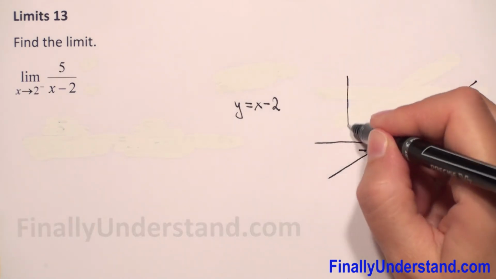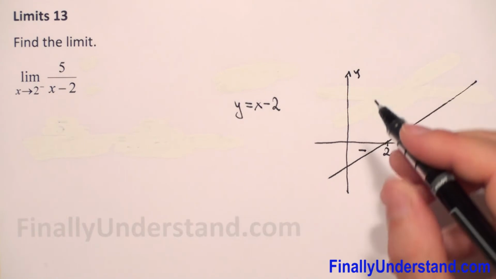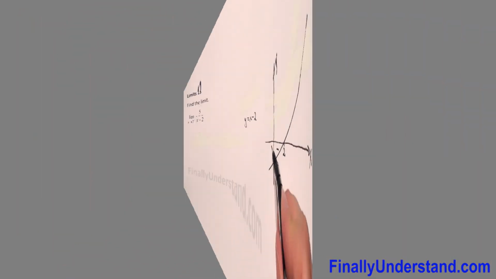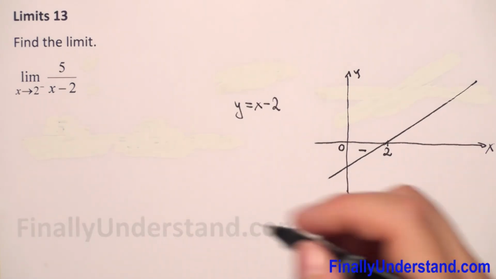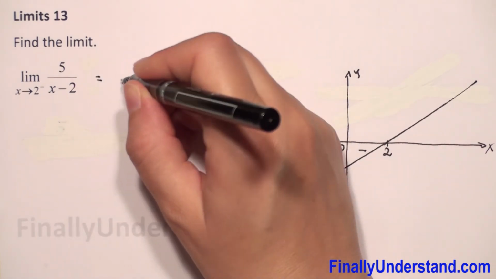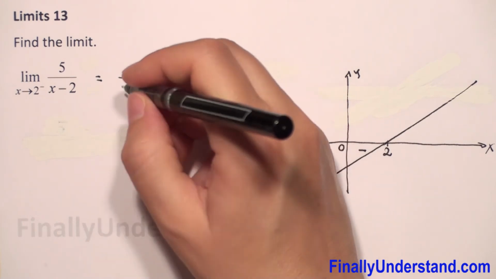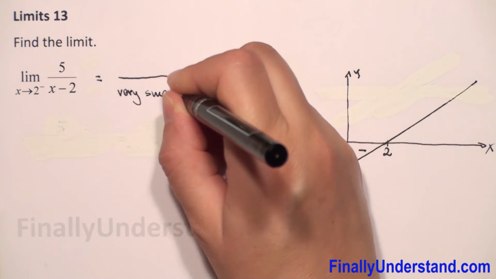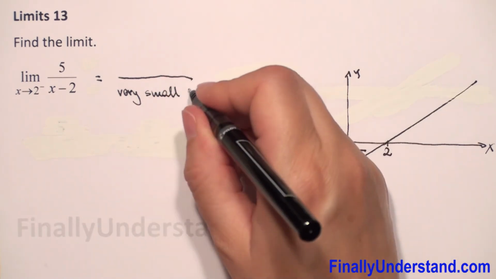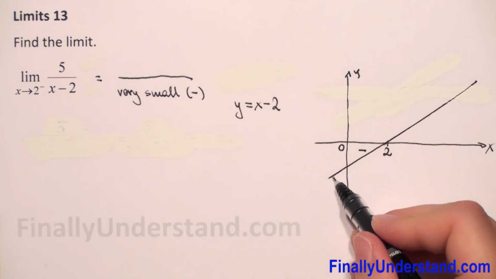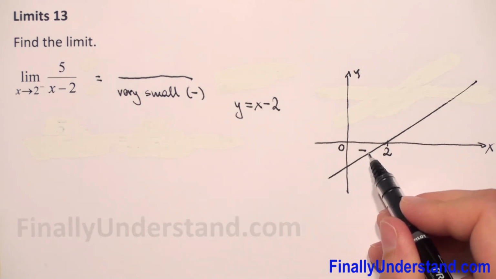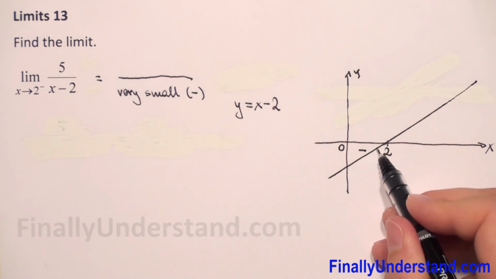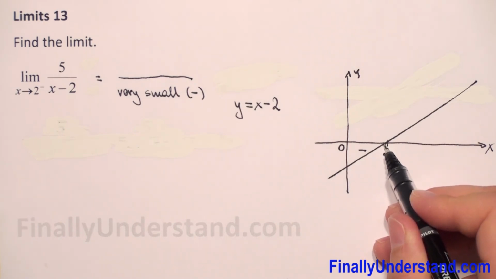Let me draw the y-axis. When we are close to 2, the values approach 0. So I can write that this is equal to... In the denominator, I have a very small negative number, because we are going to 2 and these values from the left side are negative, because we are under the x-axis.